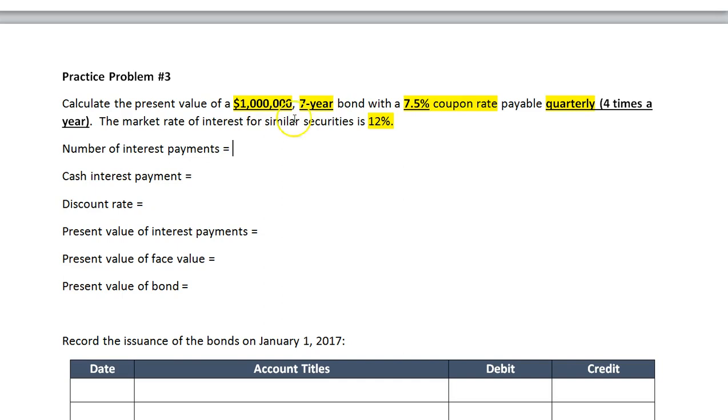All right, the number of interest payments will be equal to 7 years times 4 payments a year. 7 times 4 is 28. Cash interest payment will be the face value, the $1 million, times the coupon rate of 7.5% divided by 4. The discount rate will be equal to the 12% divided by 4, which equals 3%.